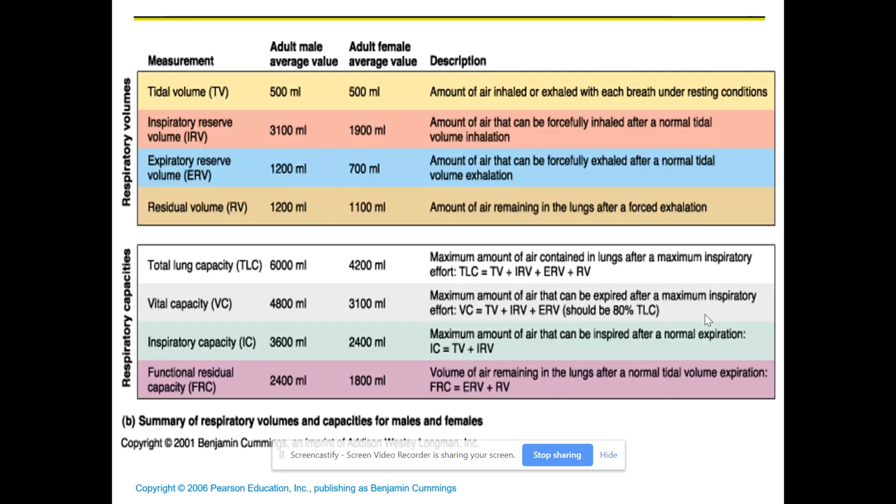If you look at an average adult male and an average adult female, all the numbers are different. Males in general are bigger than females. They have bigger chests, and so they have more capacity. The only thing that is not different is the tidal volume. The tidal volume for a male and for a female are basically exactly the same, 500 milliliters. Everything else, like I said, is different.